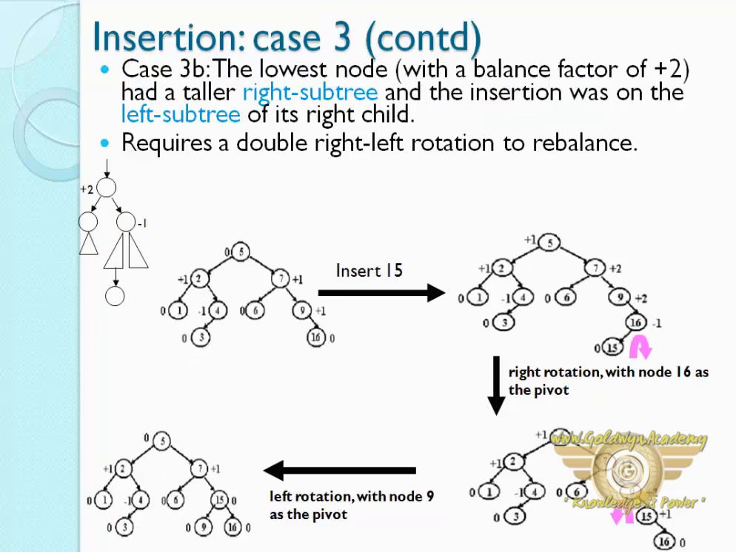Case 3b, the lowest node with a balance factor of +2 had a taller right subtree and the insertion was on the left subtree of its right child. It requires a double right-left rotation to rebalance. On inserting 15, we have to perform a right rotation with node 16 as the pivot and a left rotation with node 9 as the pivot to obtain a balanced AVL tree.